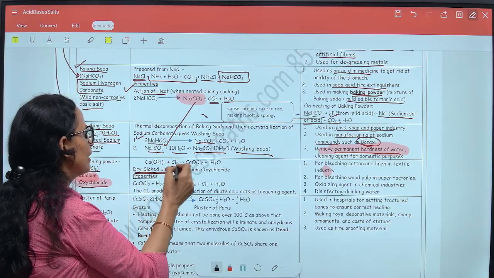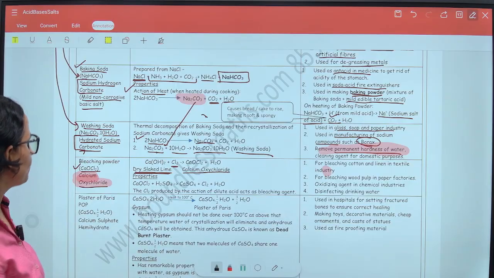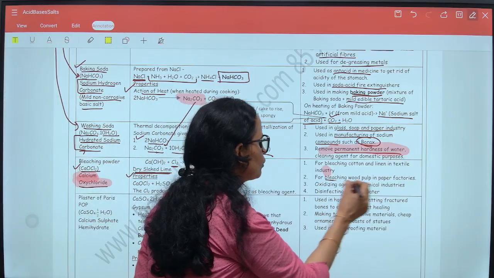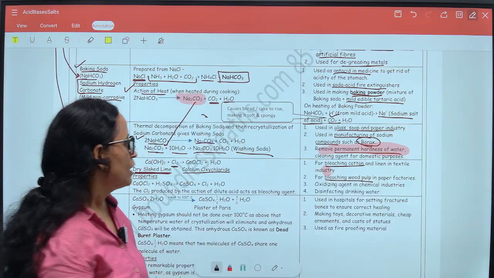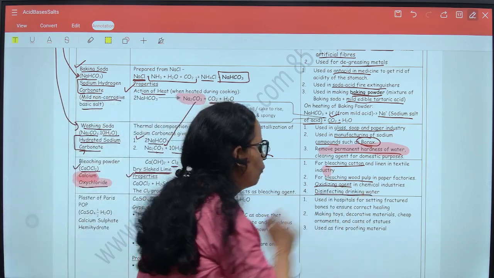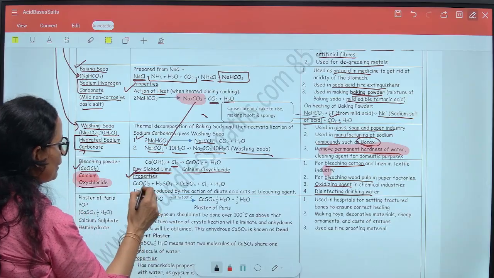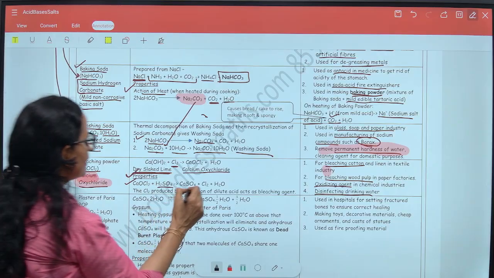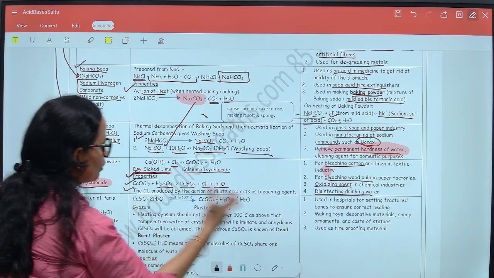Dry slaked lime, when chlorine is passed through it, you get calcium oxychloride, which is bleaching powder. What is the property? As the name tells you, bleaching powder is for bleaching wood pulp. It is used for bleaching cotton and linen in the textile industry. It is used as an oxidizing agent in chemical industries, and as a disinfectant for water. This has a very important property: if you add bleaching powder to H2SO4, you get CaSO4, chlorine and water. Chlorine is produced by the action of dilute acids.